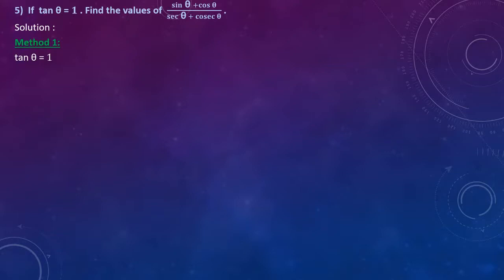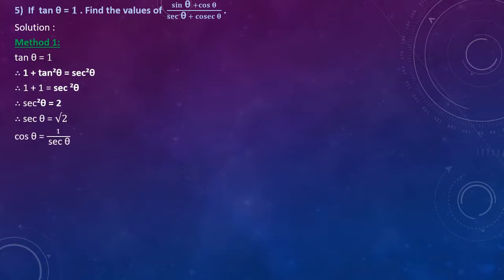Now we know that tan theta is equal to 1. So therefore 1 plus tan square theta is equal to sec square theta. Therefore 1 plus 1 is equal to sec square theta. Now I have just substituted the value of tan theta here. So therefore sec square theta is equal to 2. Therefore sec theta is equal to root 2 by taking square root on both the sides. Now cos theta is 1 upon sec theta. So therefore cos theta is equal to 1 upon root 2.